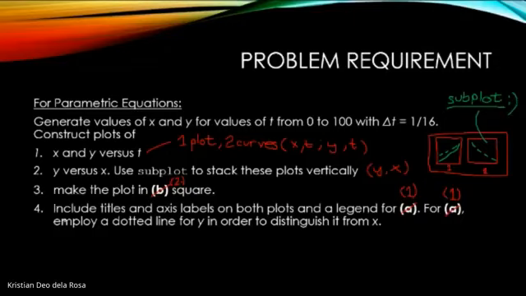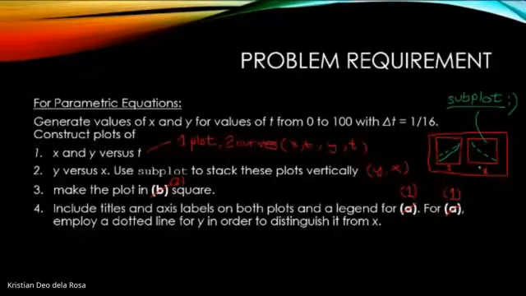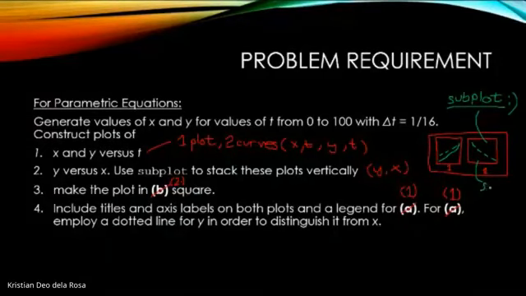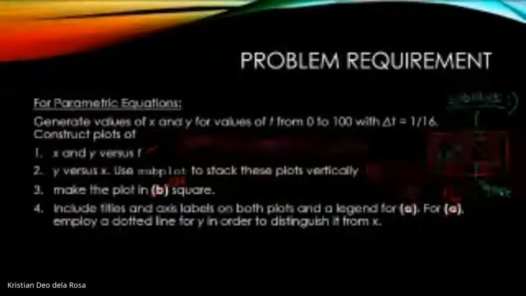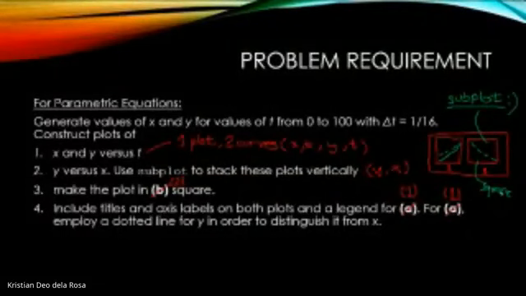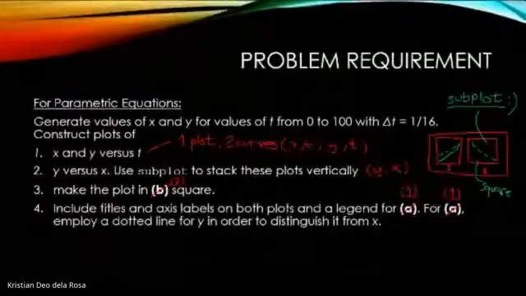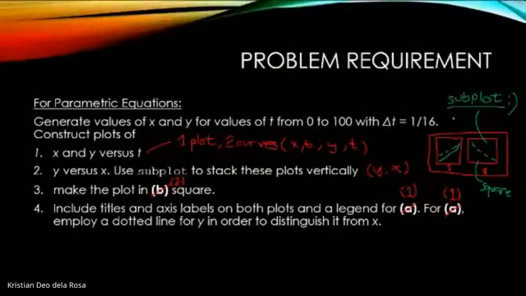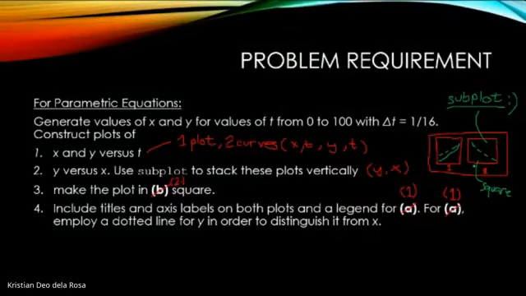Okay. And then next, make the plot in number 2 square. Or I think lahat naman, hindi, yung plot lang sa number 2 square. So this is a must. So square. And then number 4 is yung label natin for both plots and a legend for number 1. So dapat may legend yung number 1. And parehas may axis labels. Okay, so mamaya pwede natin pagtrabahuhan yan.